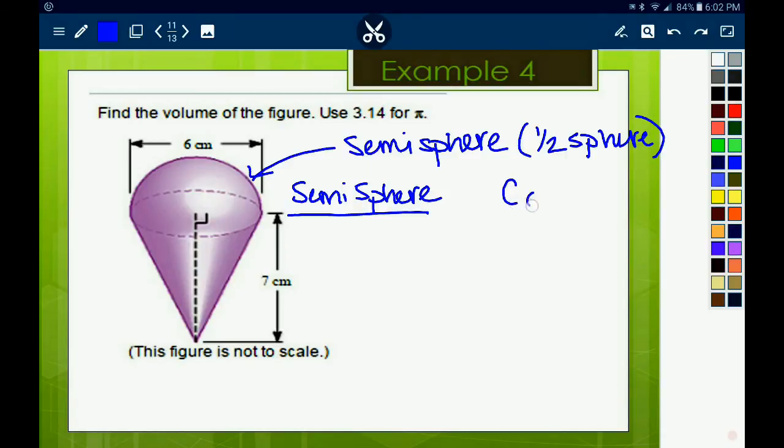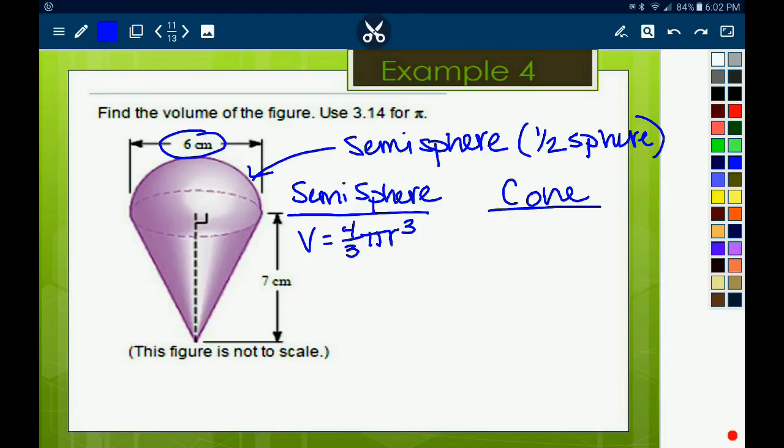So the two shapes, we got the semisphere, and I also see a cone. The volume formula for a full sphere, as we've been practicing, is 4/3 pi r cubed. So I'm going to plug into that formula first, which I see a diameter of 6, which means the radius is equal to 3. So I need to plug in 3 for my radius. Volume is equal to 4/3 pi times 3 cubed. I'm going to leave this in terms of pi so that I don't have to round. 3 cubed is 27.